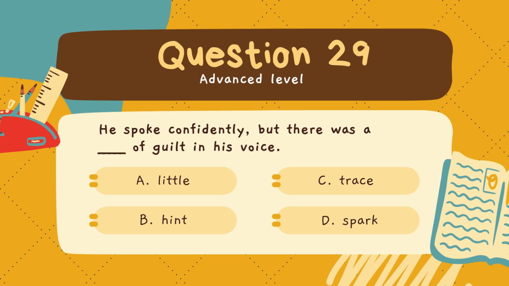Question 29. He spoke confidently, but there was a of guilt in his voice. A. Little. B. Hint. C. Trace. D. Spark.